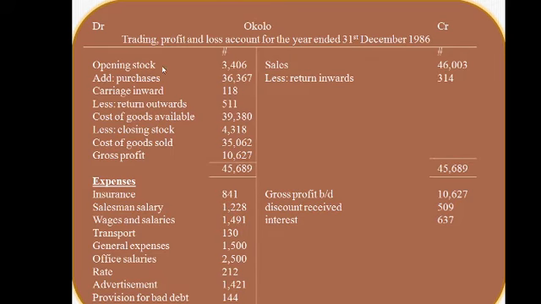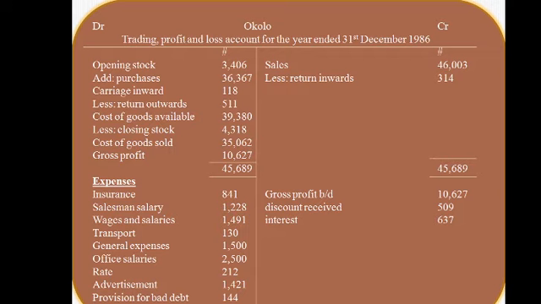Now there you see opening stock. You add your purchases, add your carriage inwards, the money you pay to bring the goods to your shop. You less your return outwards, those goods that you returned because you don't like them. After that, opening stock plus purchases plus carriage inwards minus return outwards gives what we call cost of goods available. Then you less your closing stock, the stock that is left in your shop at the end of the year. The figure is 4,318 naira. Remove it from the cost of goods available, you get what we call cost of goods sold.